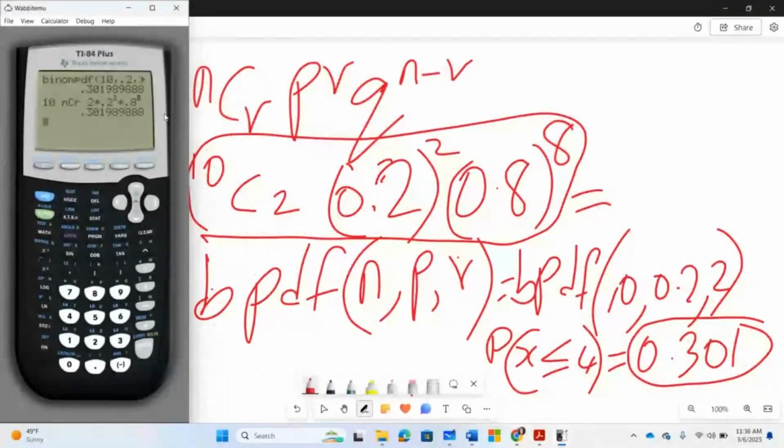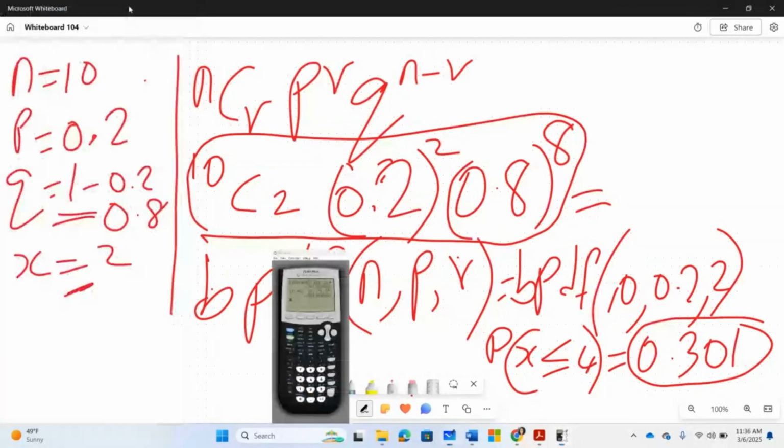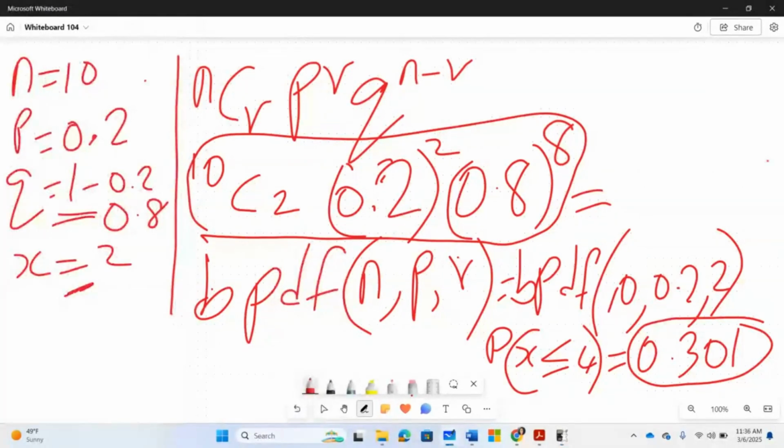So it doesn't matter which way you do it. If you do it by calculator, you get the same answer. If you do it by the shortcut, you get the same answer. This is by a formula. This is by shortcut. Okay. So now we have done 2 questions on binomial. We're still working on chapter 6 so that next week we get into normal distribution.